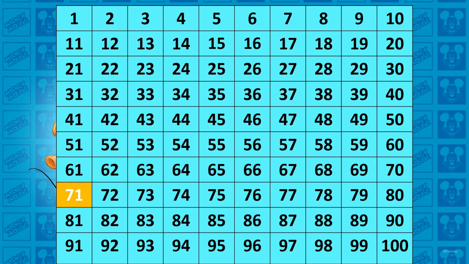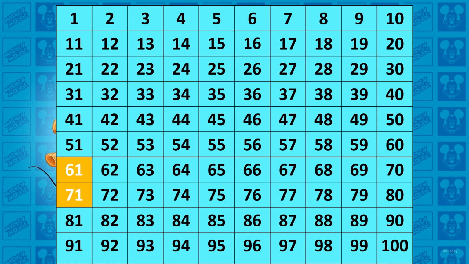Let's look at this on 100 square. Here we have written down the number 71. We know that 10 less than 71 is the same as 71 minus 10. We know that 71 minus 10 gives us 61. Now we know that 10 less than 71 gives us 61.